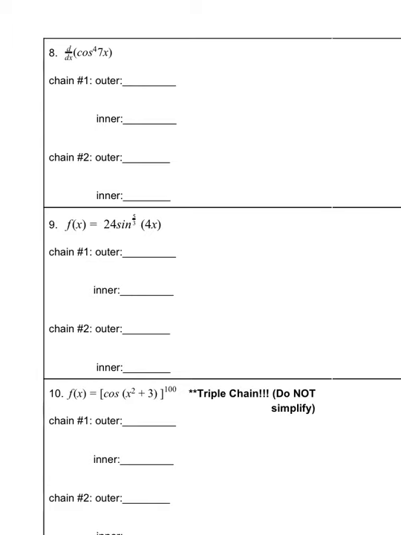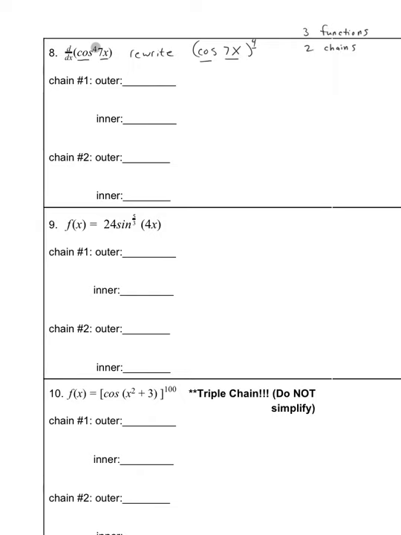Okay, number 8, we see that weird trig notation again. So remember that 4 applies to everything immediately to the left and to the right of it. So rewrite it, all to the fourth. So we have the cosine of 7x all to the fourth. Now look, we have three functions, you guys. We have the cosine, we have 7x, and we have something to the fourth. So the number of chains is always one less than the number of functions. So if we have three functions, that means we have two chains. This is a double chain.